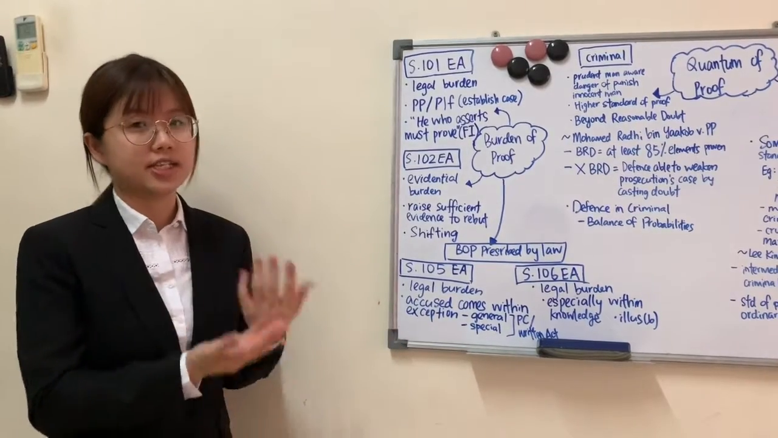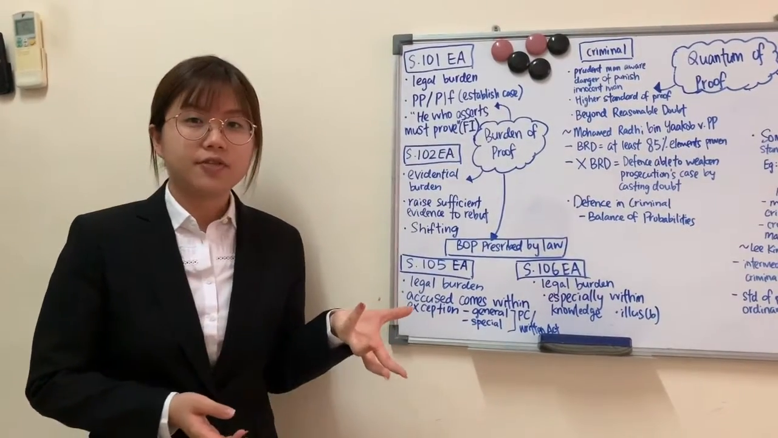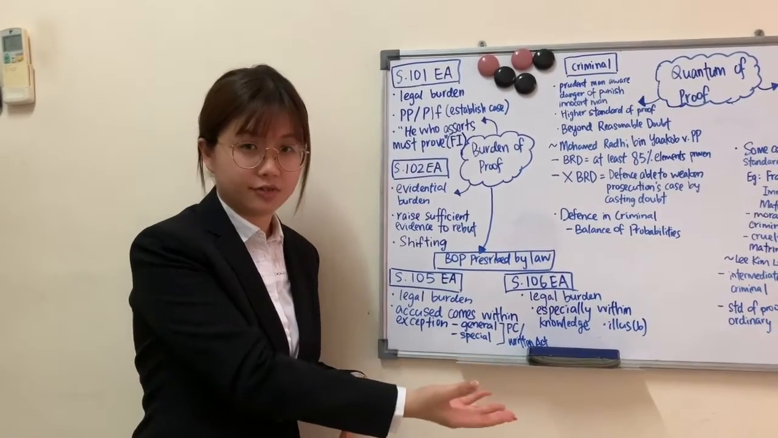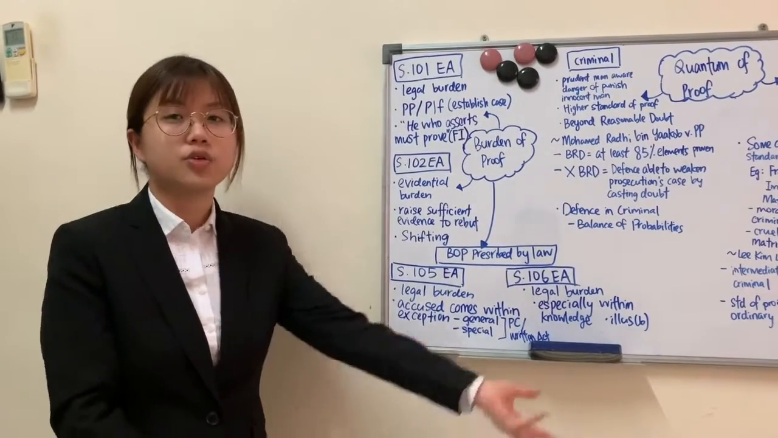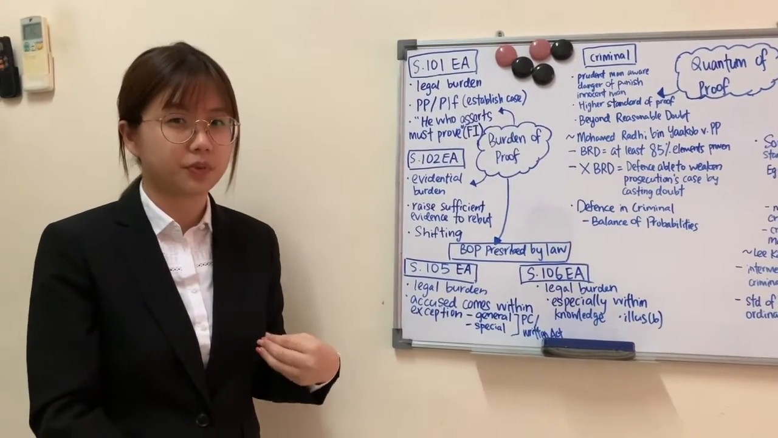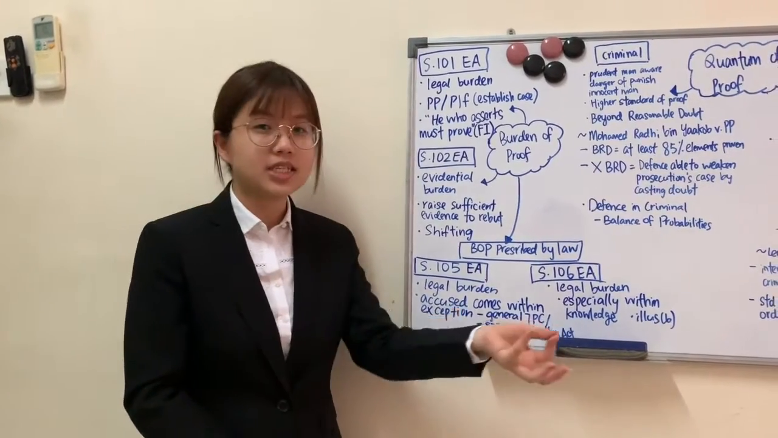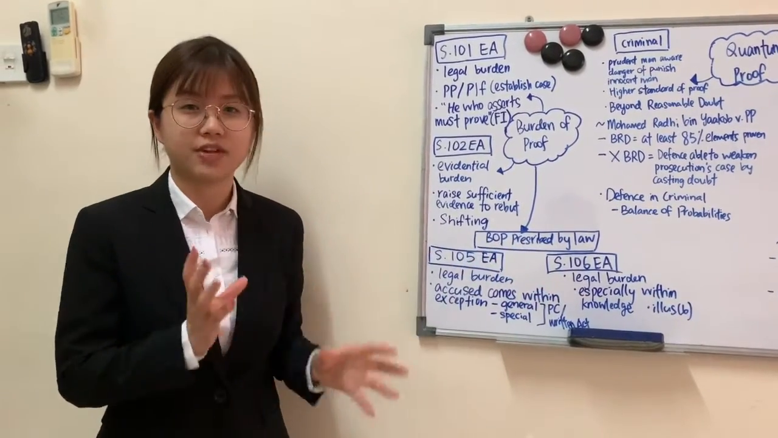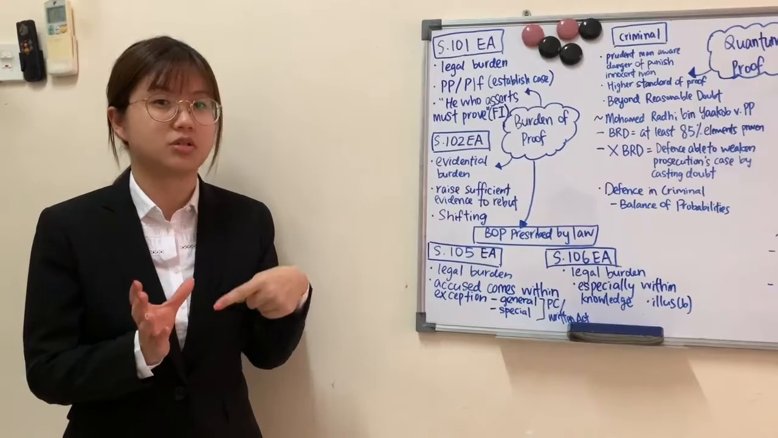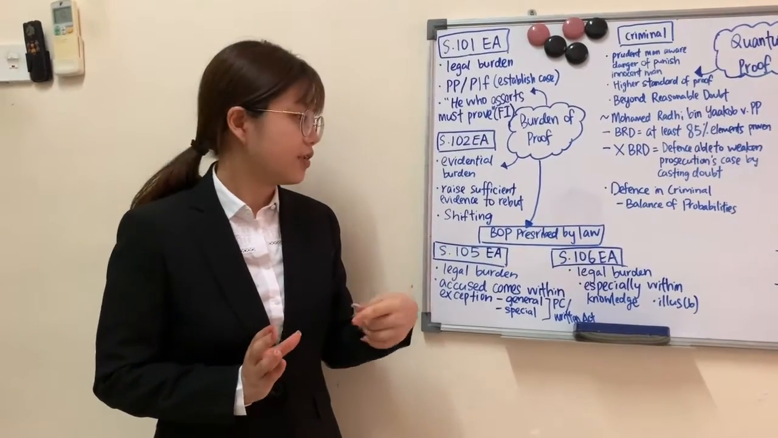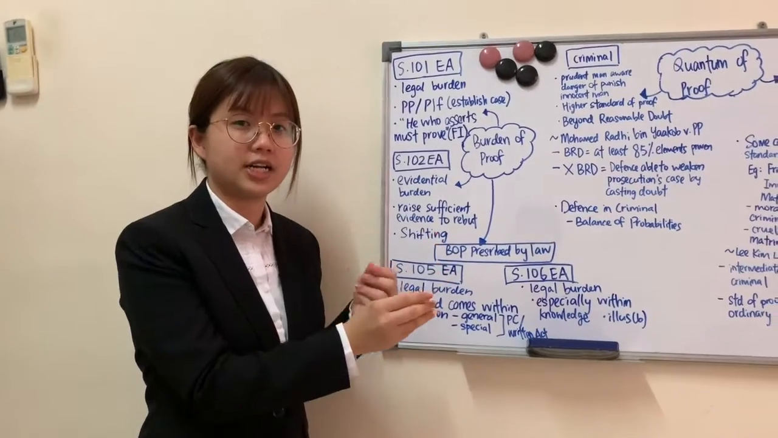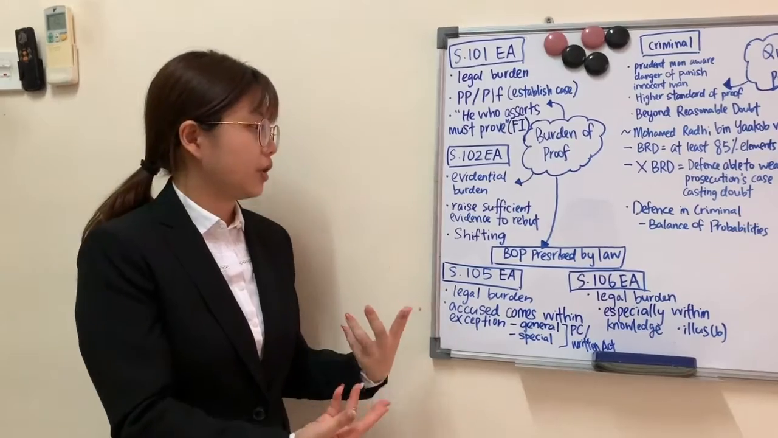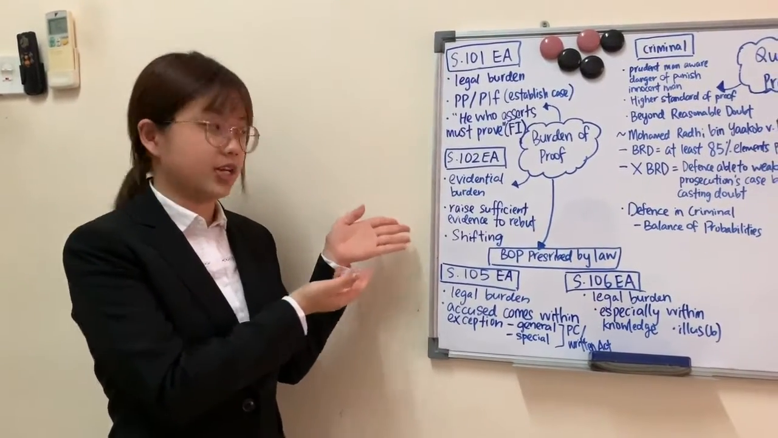We can have an example: if the plaintiff has proven a fact, or an element, then the other party, which is the defendant, has the evidential burden to rebut the element that has been proved by the plaintiff. Once the defendant has successfully rebutted it, the evidential burden has shifted to the plaintiff. So the plaintiff has to rebut the point that has been proved by the defendant just now. And this burden keeps shifting from one to another. So this is what I explained on evidential burden.